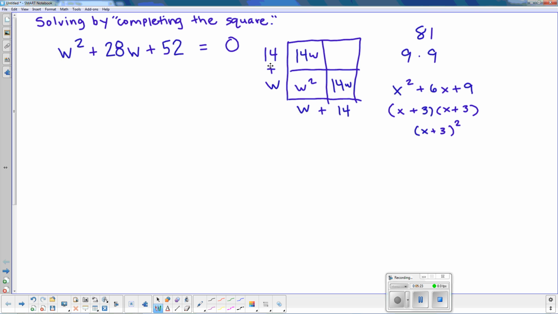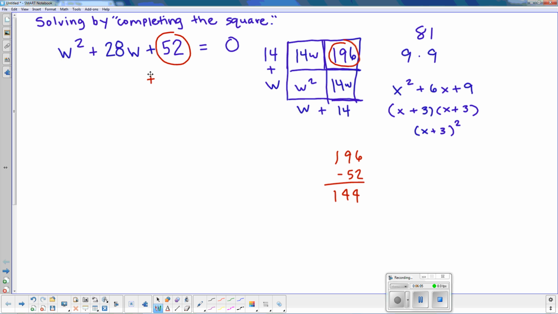So now that we have w plus 14 and w plus 14, you have to look at, well, if this is 14 units long and this is 14 units long, that means the same about these two sides. 14 times 14 is going to give us 196. So the number that we really need to have right here for this to be a perfect square trinomial has got to be 196. So we look at what do we have to add to 52 to get to 196, and that's going to be 196 minus our 52, which is 144.